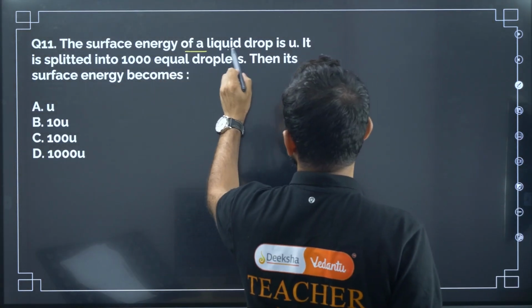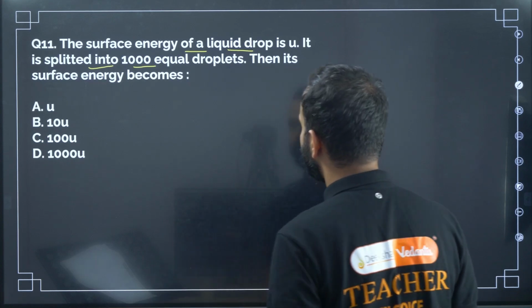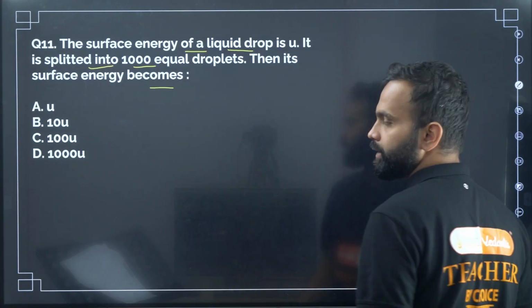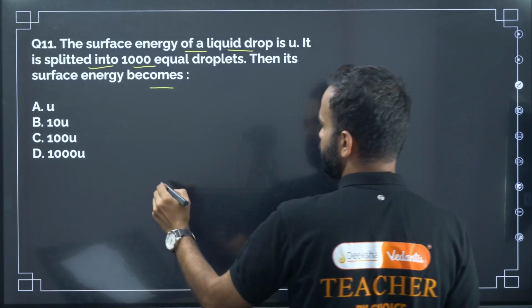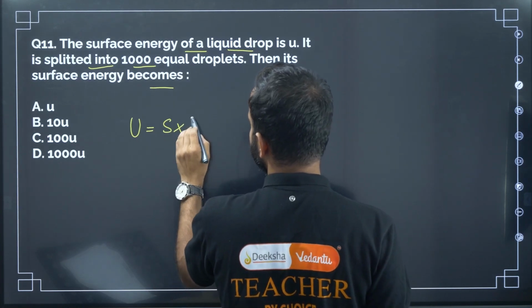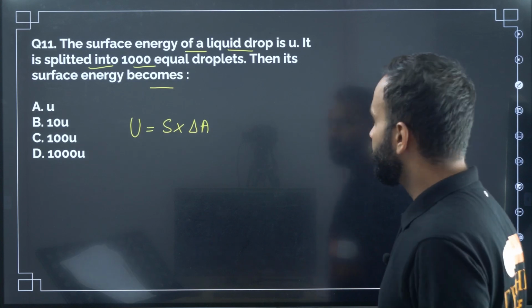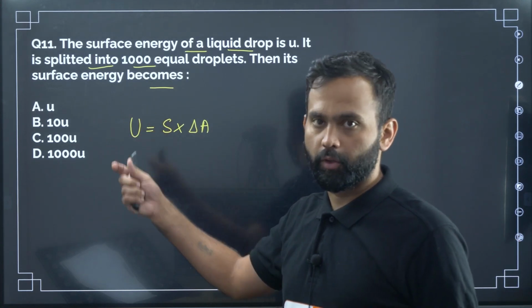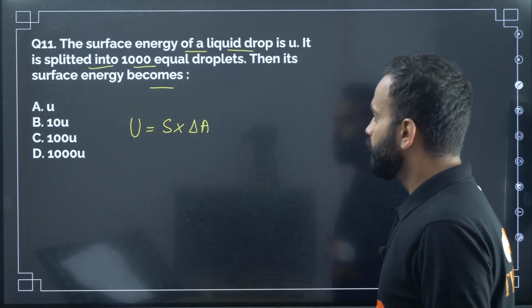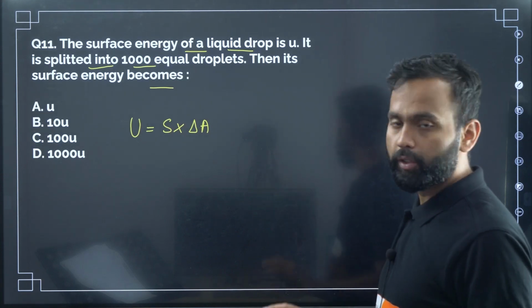The surface energy of the liquid drop is U. It is split into 1000 equal droplets. Then its surface energy becomes. So what is surface energy? Surface energy U equal to surface tension into change in surface area. We need to find surface energy of the 1000 smaller droplets, right?